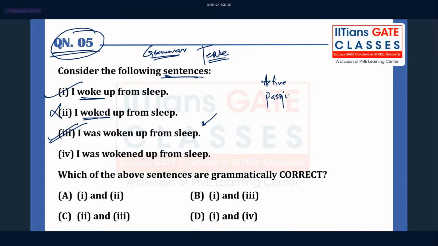Active voice and passive voice. So somebody has woken me up. I was woken up from the sleep because of some disturbances, right? And this is also wrong. So the second and fourth are wrong, and the first and third are going to be correct. Elimination is one of the key concepts that you can use, and mark the answer as B.